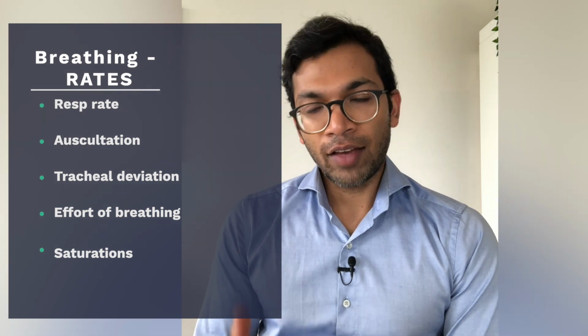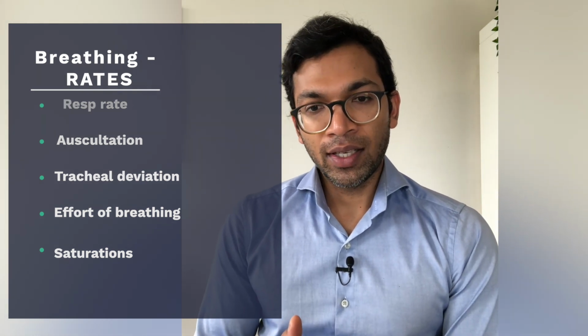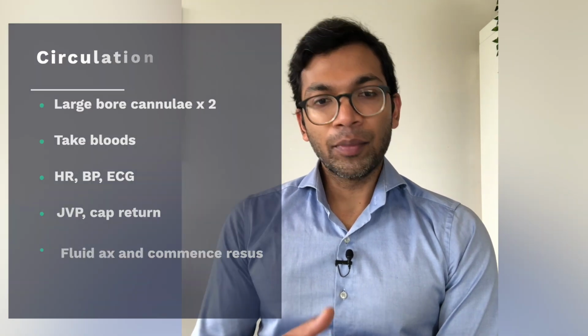Trachea is normal, effort is increased with the respiratory rate, and the saturations are 92%. On auscultation, let's say that there was bilateral wheeze and some coarse crackles at the bases. Good, so because of the wheeze, I'd probably institute nebulized salbutamol and Atrovent or ipratropium bromide as well at that stage. Then I'd move on to circulation.